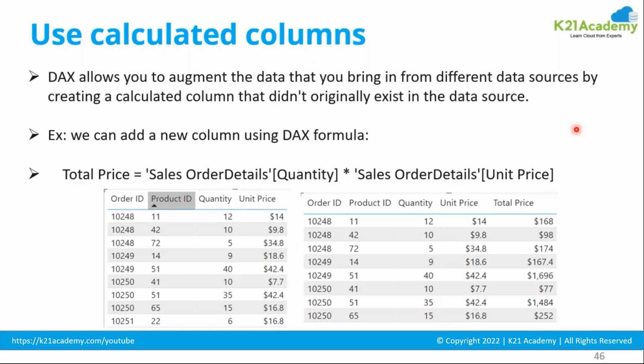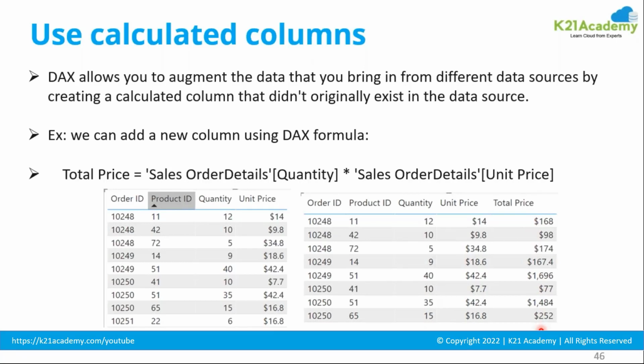I can use a total price, sales order details quantity times sales order details unit price. And with the help of that, this is just an example, it will calculate the total sales or total price for each and every row. That's where the difference lies between a calculated column and a measure.